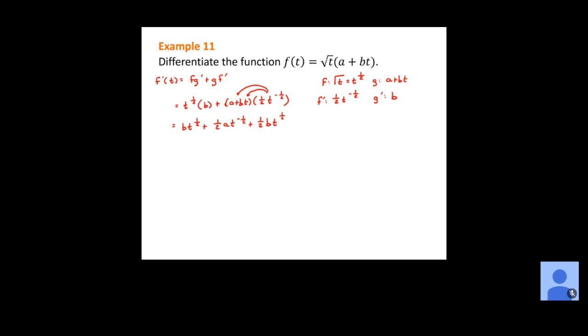Now, look for like terms. It probably would be easier to use power rule here, right? Distribute first and then use your power rule. But in this case, it doesn't matter, right? It should give us the same answer either way.